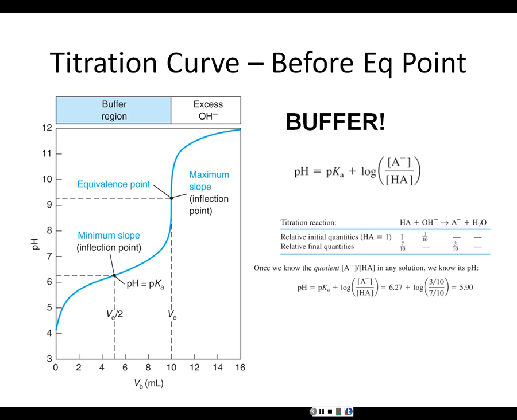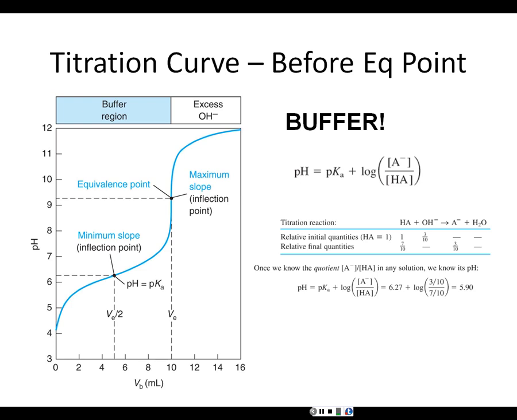What you need to know at this point is how much relatively do you have of the weak acid and base. So looking at this table in the middle, for our initial quantity, we started with whatever our initial amount of acid was, we'll call that 1. We have all of our initial acid, and we've added 3 milliliters of the base in this particular instance, where 10 milliliters is the equivalence point. So we're 3/10 of the way to the equivalence point, and we're assuming we start with no conjugate base and no water.